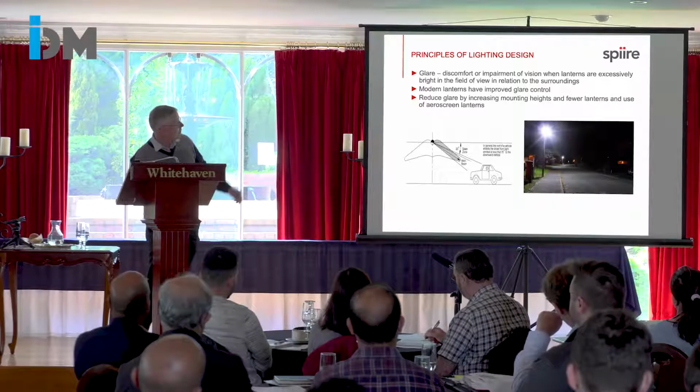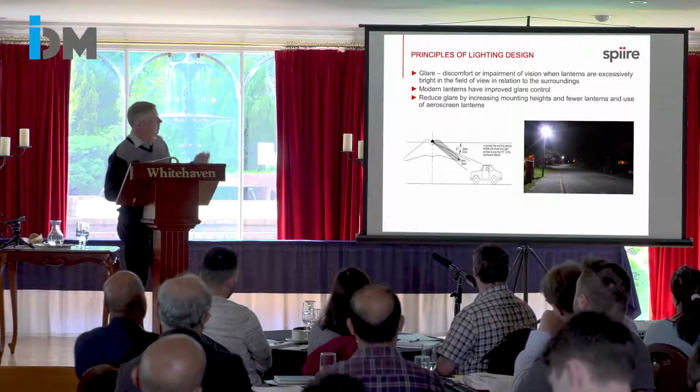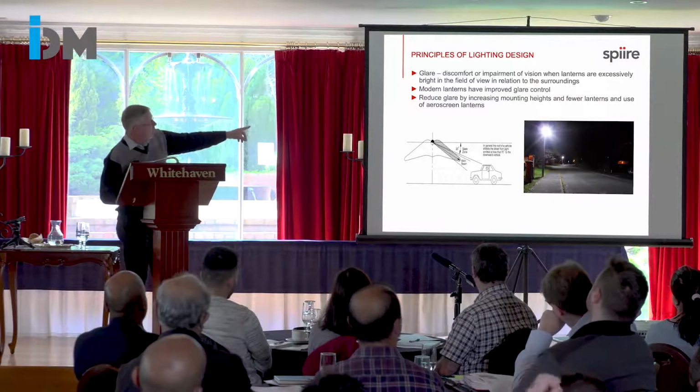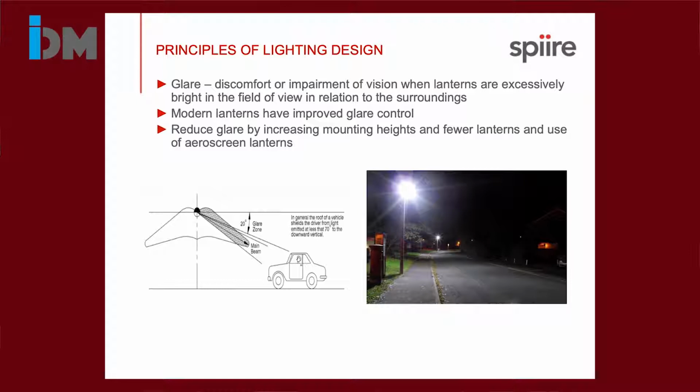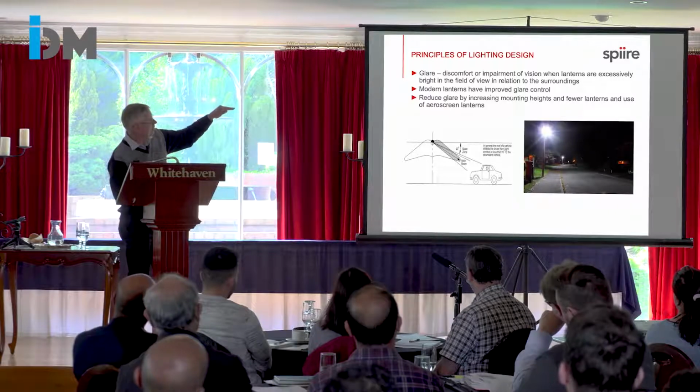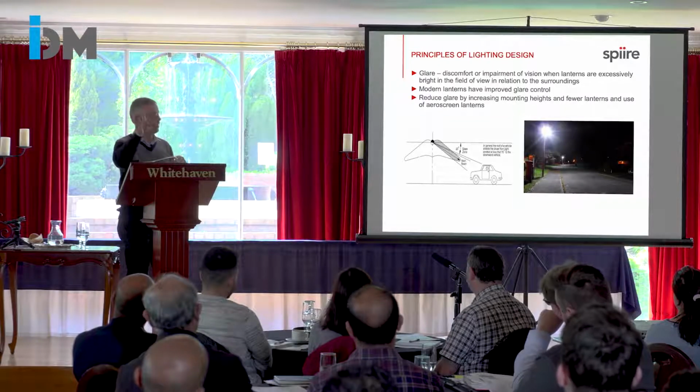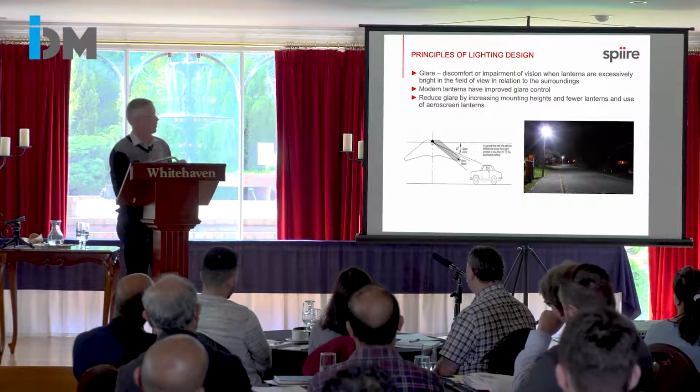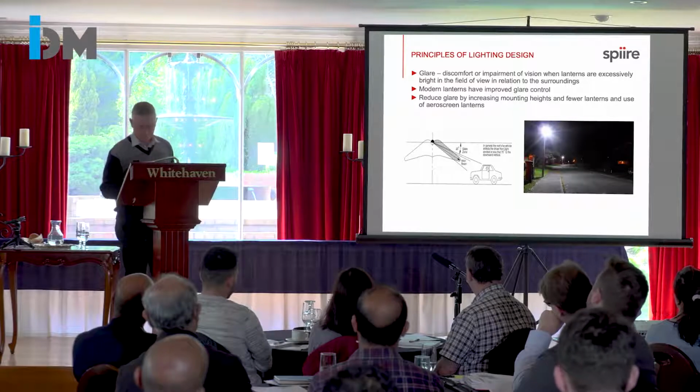That little diagram there, the little person in their car and the lantern mounted up high. You can see by the angles, and you've got the roof of the car, person driving along. You can imagine that the higher that lantern is, the less likelihood that the glare from that particular lantern is going to go directly into the person's eyes.